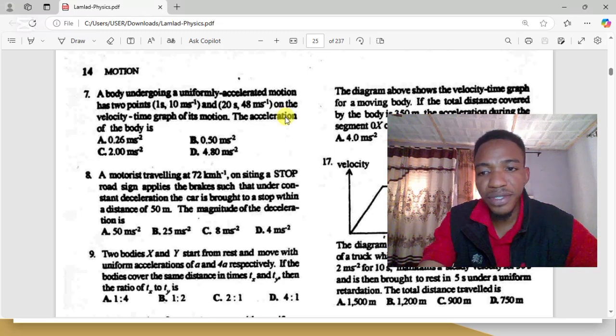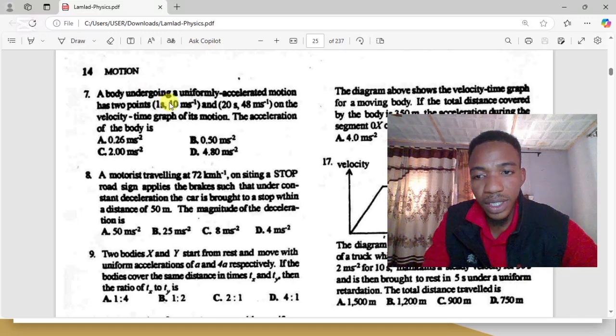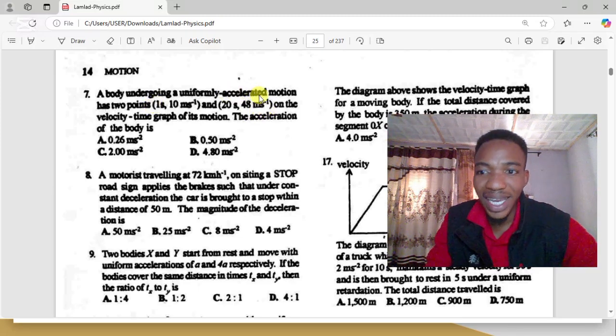Now before solving any physics question, the first thing you want to do is write out your parameters. What are the things that are given to you? From this question, I was given the initial velocity to be 10 meters per second and the final velocity to be 48 meters per second. So the time was from 1 second to 20 seconds. That makes it 19 seconds because it didn't start at 0. It started at 1. So from 1 to 20 is actually 19.